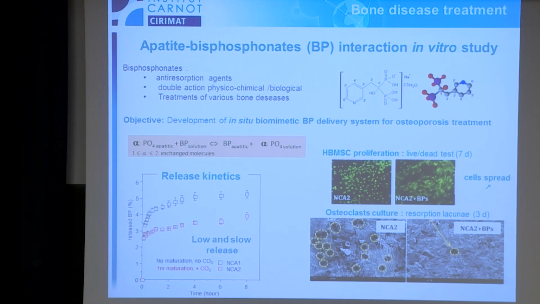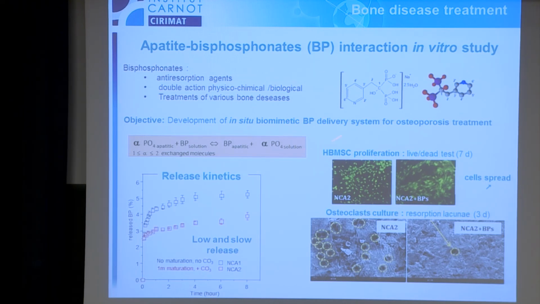And the work which was performed in our lab, the idea was, firstly, to understand what the interaction is between the biphosphonate and nanocrystalline apatite, to better know the physico-chemical action of these molecules in contact with bone and bone apatite, and also to develop a biomimetic drug delivery system for osteoporosis treatment.